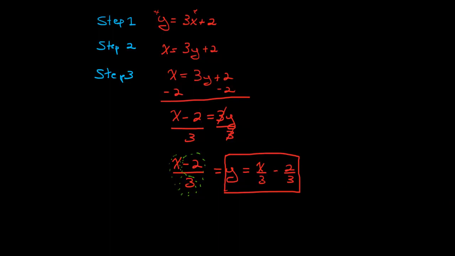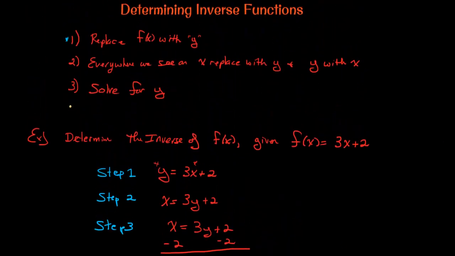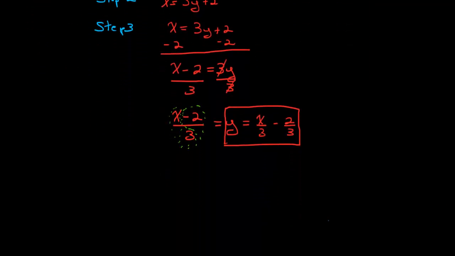In our last step, I should have actually written 4 steps on here. The last thing we're going to do is replace y with f inverse of x, or g inverse of x, or h inverse of x. Whatever your function was called, you replace it with the inverse of that function. So in step 4, we rewrite this as f to the negative 1 of x, which stands for f inverse of x, and that equals 1/3 x minus 2/3.